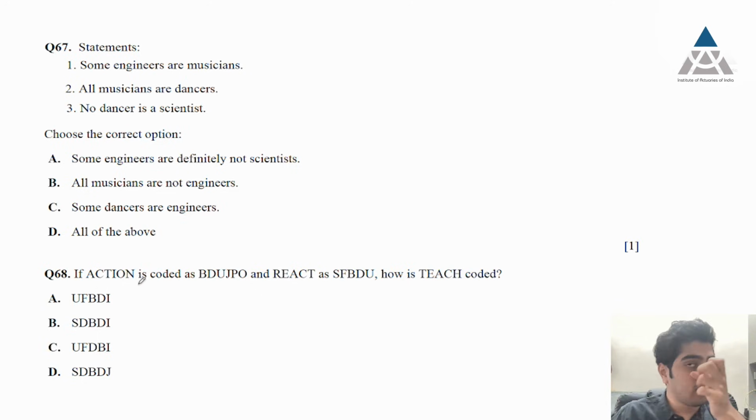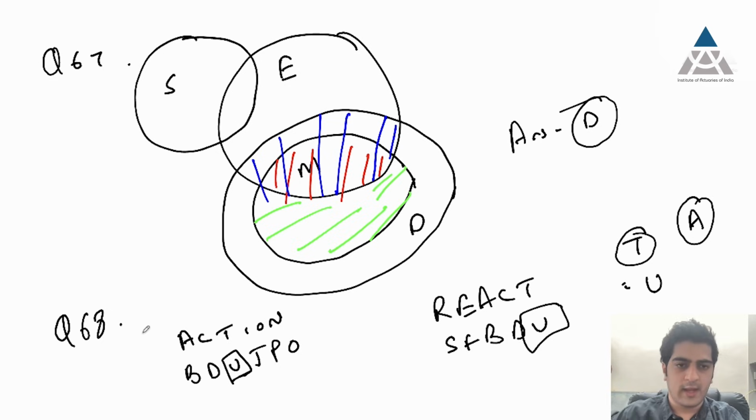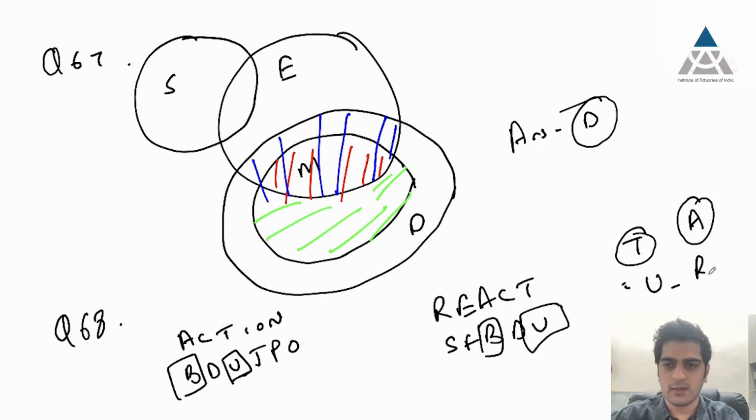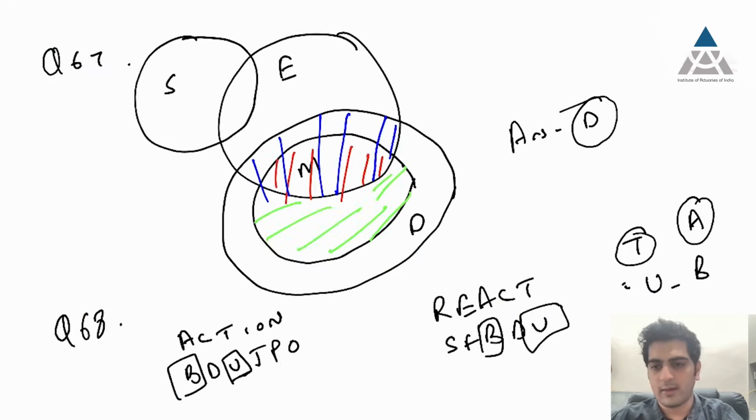So let's try and directly code out the third and fourth letter. So in teach, the third letter is A. So what is the letter for A? So A in action is the first one, which is B. A in react is the third one, which is also B. So the third letter is U dash B. So which of these two options is that? So that's option A. So you can just try and check. You can code out your option A would be the correct answer. So answer is option A.